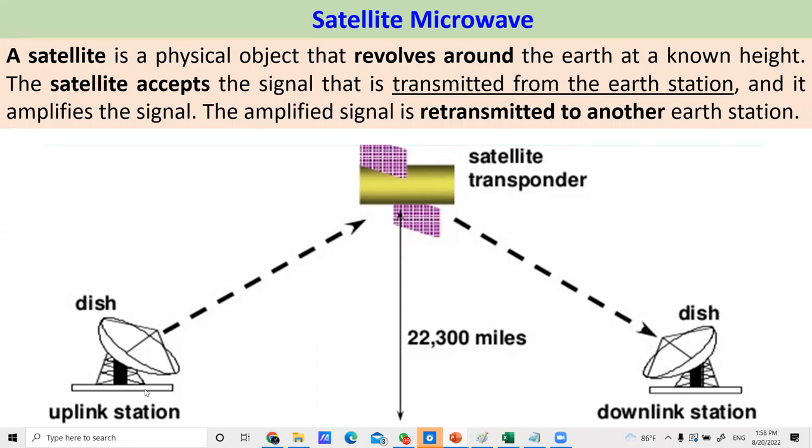One station should be available on the earth, and that station always uploads the data. That is called the uplink station. Then another station in another location on the earth captures the signal from the satellite. That is called the downlink station.